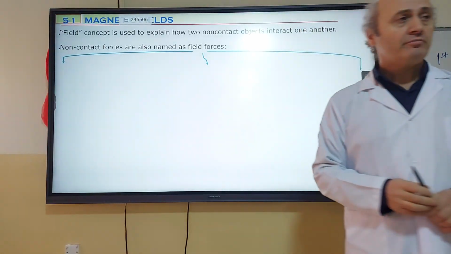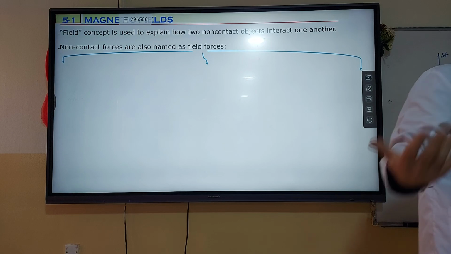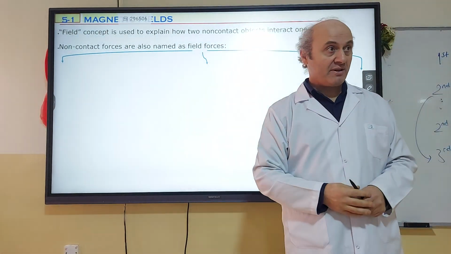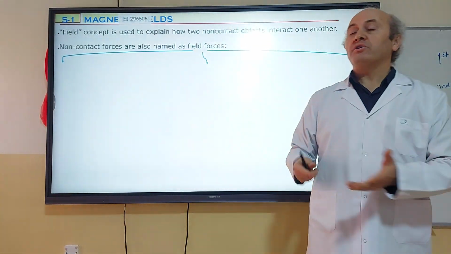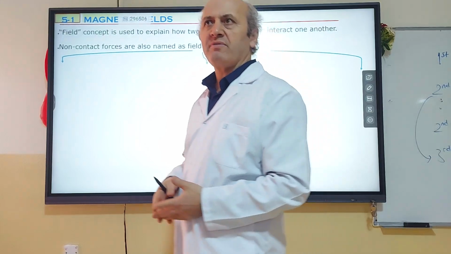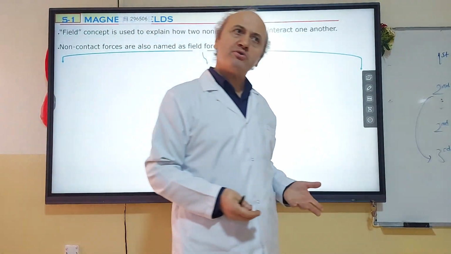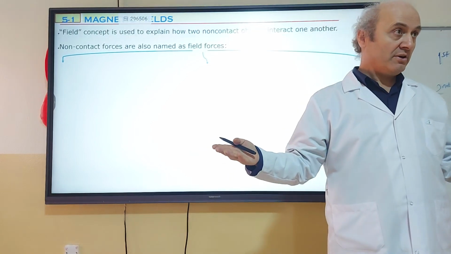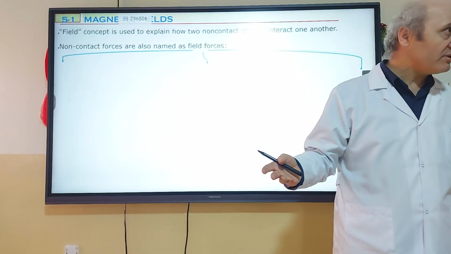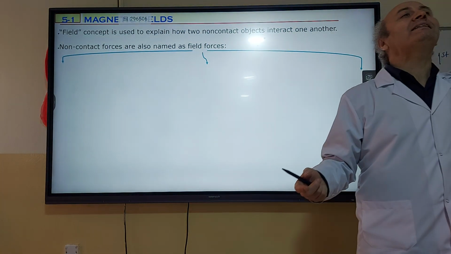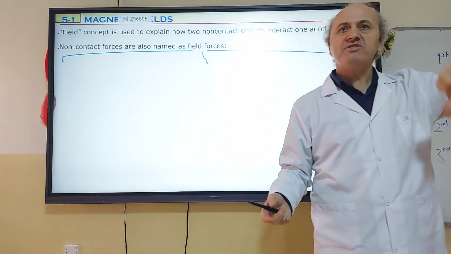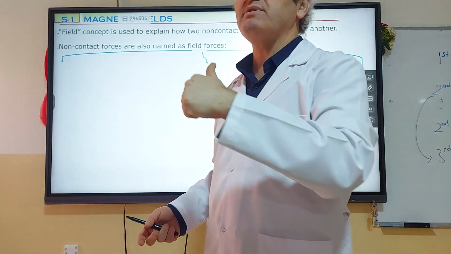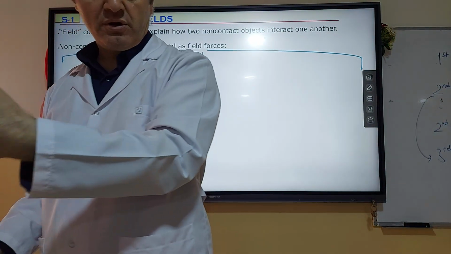Examples. Sun attracts Earth. Is there a contact between them? No. Earth attracts Moon. Is there a contact between them? No. Electron, proton, positive and negative: they attract each other at a distance. So there's no contact. They are not contact forces. They are non-contact forces. These non-contact forces are also named field forces.